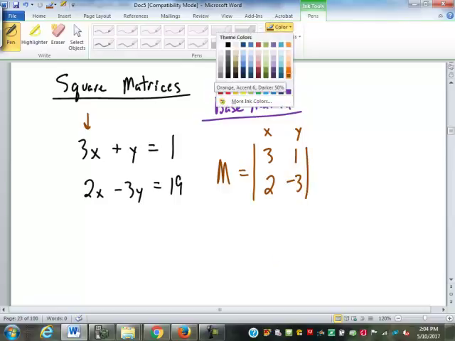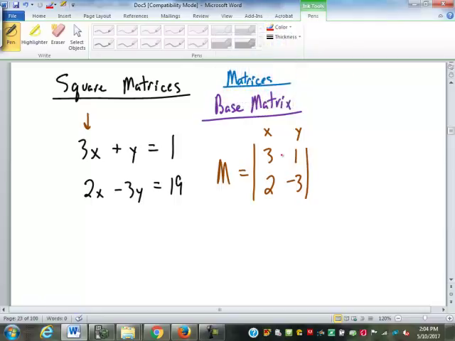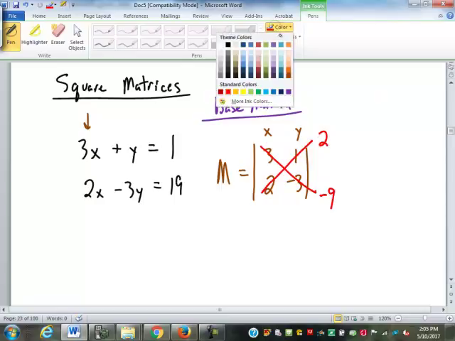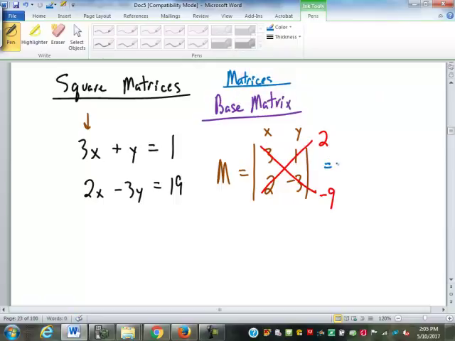To define the determinant, it was diagonal products. We had a down diagonal product, went this direction. 3 times negative 3 gives us negative 9. Then we had an up diagonal product. 2 times 1 is 2. So then the determinant was the down diagonal, the negative 9, minus the up. So negative 9 minus 2 is negative 11.